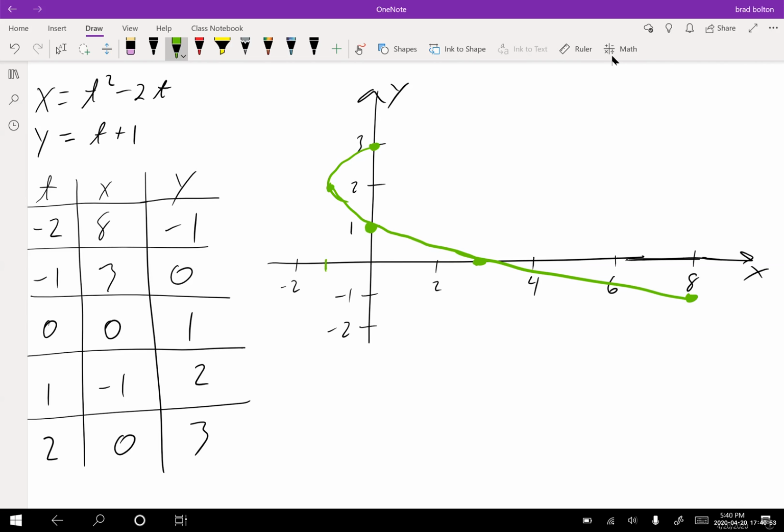The other thing I would like you to do is give the direction that you think this is traveling. You always start with the smallest parameter and work your way to the largest parameter. So we have t equals -2, -1, 0, 1, and 2. When was t equal to -2? That was here, at 8. And then where was my next value? 3. So you guys see I'm going in this direction. Everyone would agree I'm going in this direction.